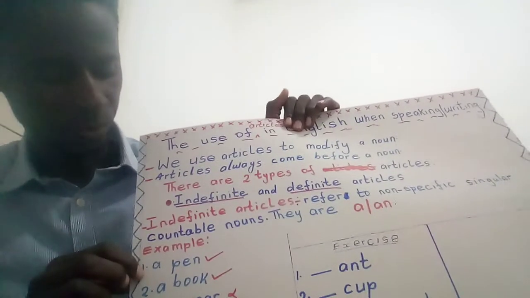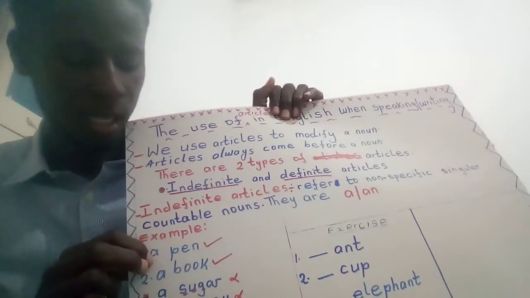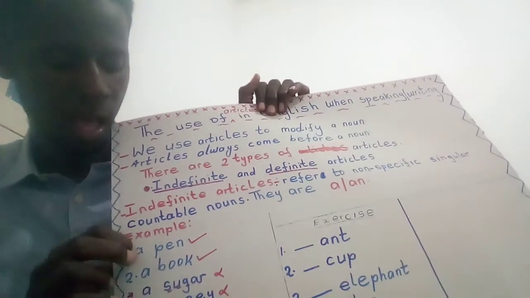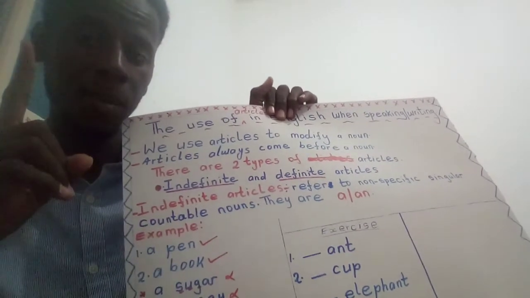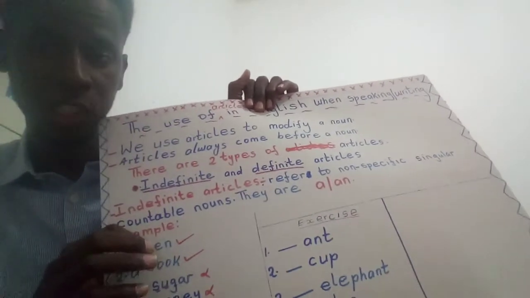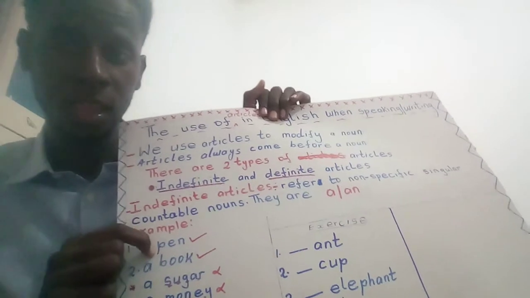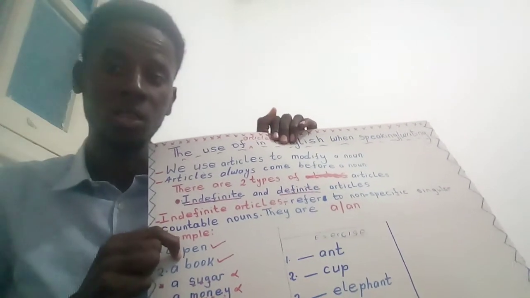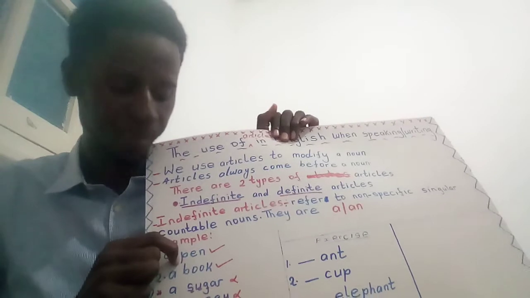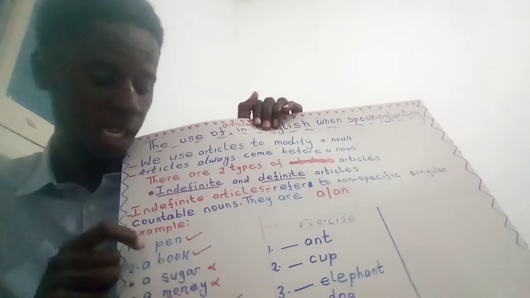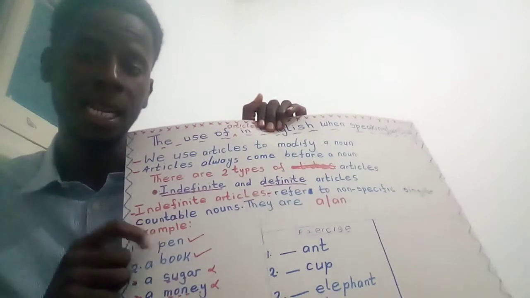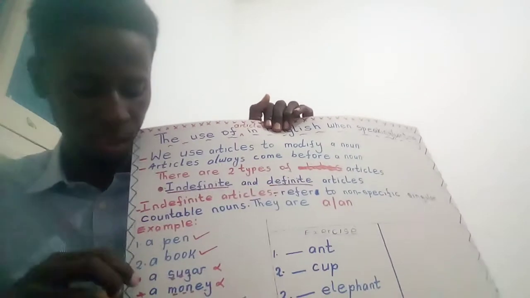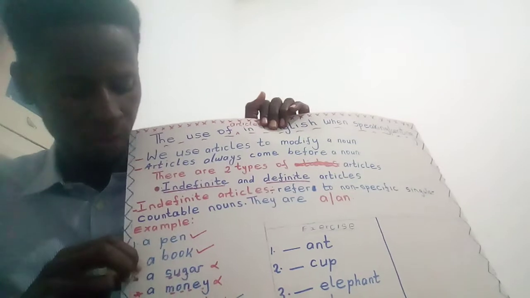For example, let's check here. Example number 1. We have a pen. How many pens are we talking about? Only one pen. And pen begins with a consonant letter, letter P. So we are talking about only one pen, and pen is a countable noun, so we use a pen. One pen.